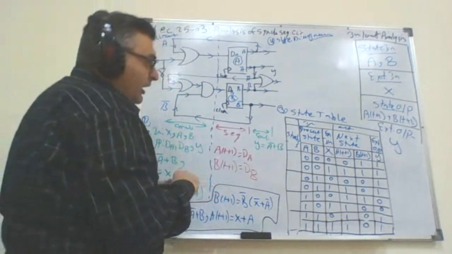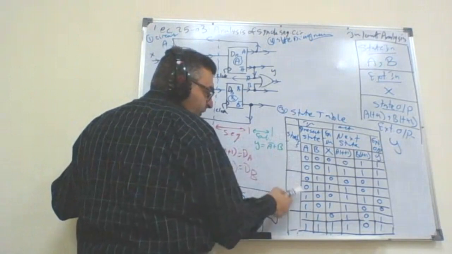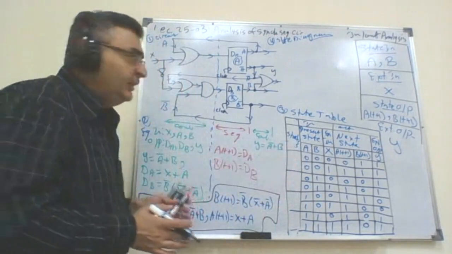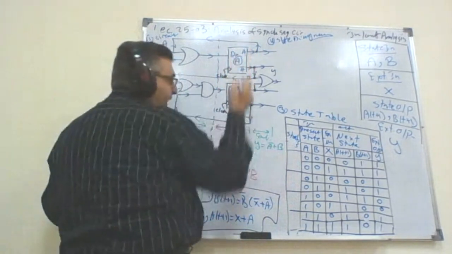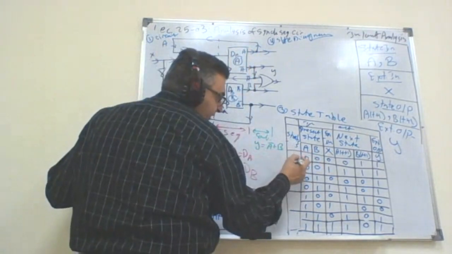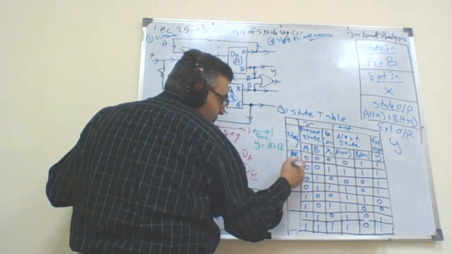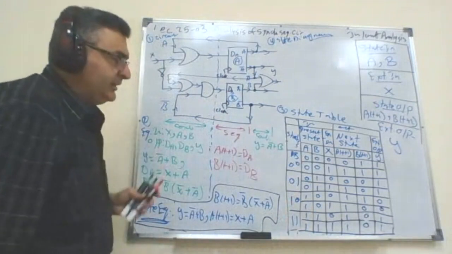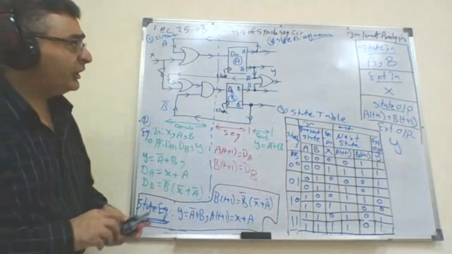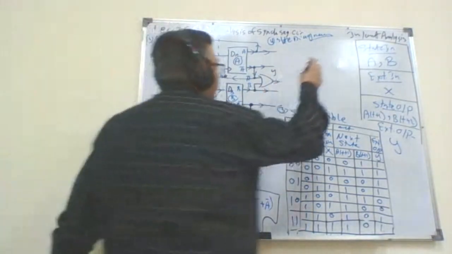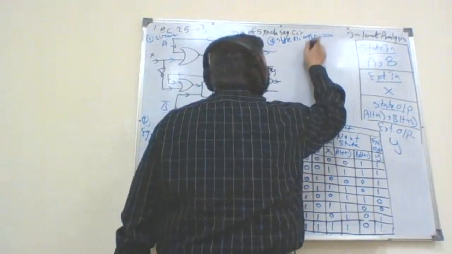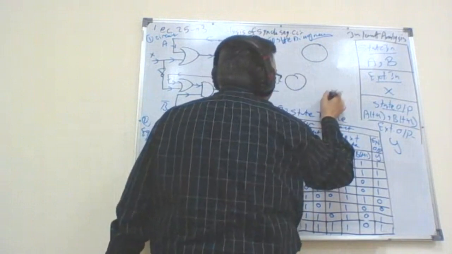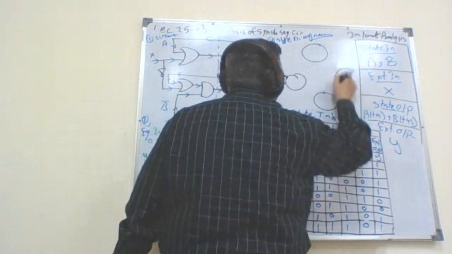Those 4 circles are the states representing the 4 values of A and B, because A and B together represent the state. This circuit could be in a state where A and B are either 0, 0, or 0, 1, or 1, 0, or 1, 1. 4 states means 4 circles in the state diagram. So the state diagram here has 1, 2, 3, and 4 circles.